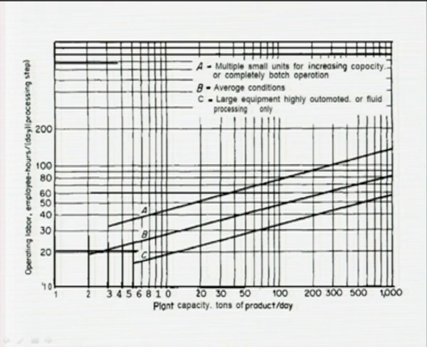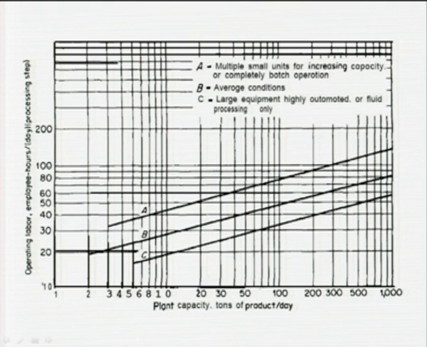Near a plant capacity of 30 tons, if you have a large equipment, highly automated plant, you need only, let us say, 25 laborers. If you have an average condition plant, you need something like 35 labor, and if you have a multiple small scale unit plant, for increasing capacity, or completely batch operation, you need as many as 60 labor. So, this chart gives the operating labor employee hour per day per processing step as a function of plant capacity and the type of plant.